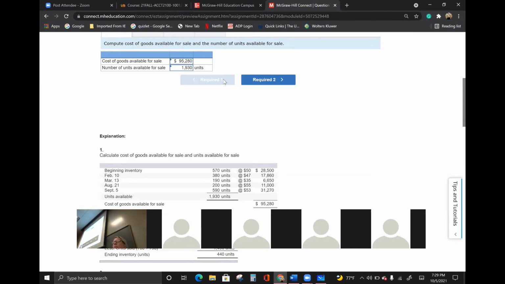So we see how we figured out what was available, right? We have beginning balance plus purchases gives me what's available. So this is how many units I have, and that's the total cost of those units. So if I'm looking at a balance sheet, I'll see inventory, 95,280. Right? If that's how many units I had, that would be what would show up on my balance sheet.